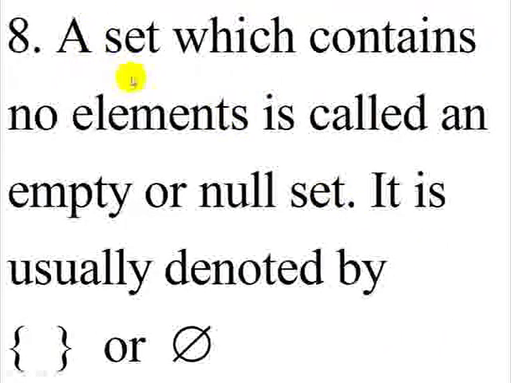An empty set. A set which contains no element is called an empty or null set. It is usually denoted by these symbols. These are the symbols we use to denote an empty set or a null set.